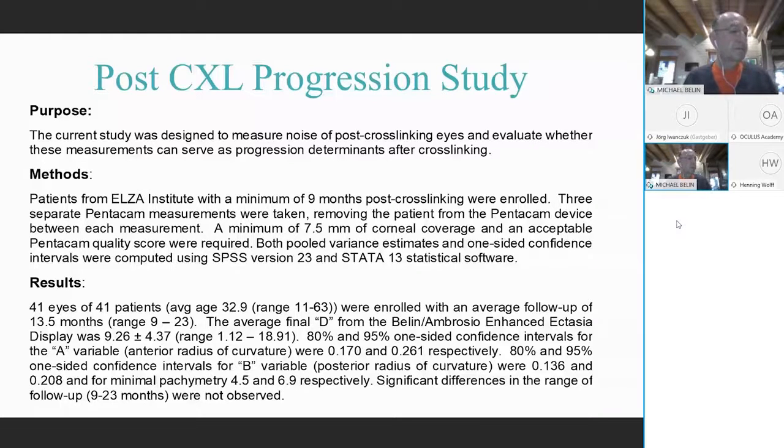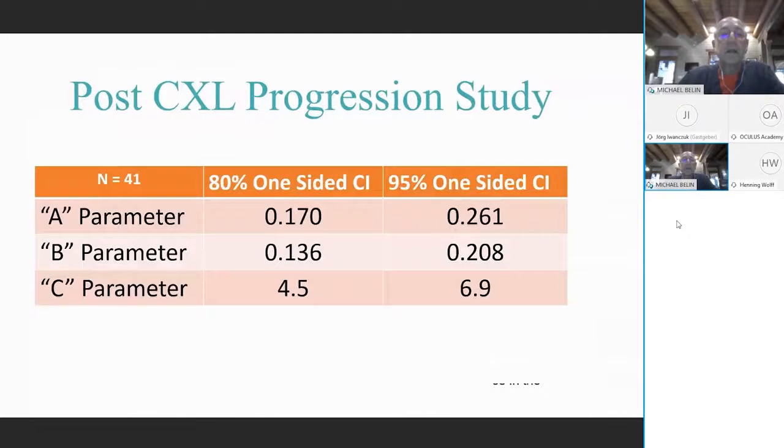Most people recognize that about 1 year after cross-linking the vast majority of patients have stabilized, though we do know that some continue to change. The average D on these patients was 9.26, with a range from 1.12 up to almost 19. And again, we developed the same 80 and 95% one-sided confidence intervals. These are our 80 and 95% one-sided confidence intervals for the A, B, and C parameters post-cross-linking, with a minimal follow-up of 9 months and an average follow-up of over 1 year.